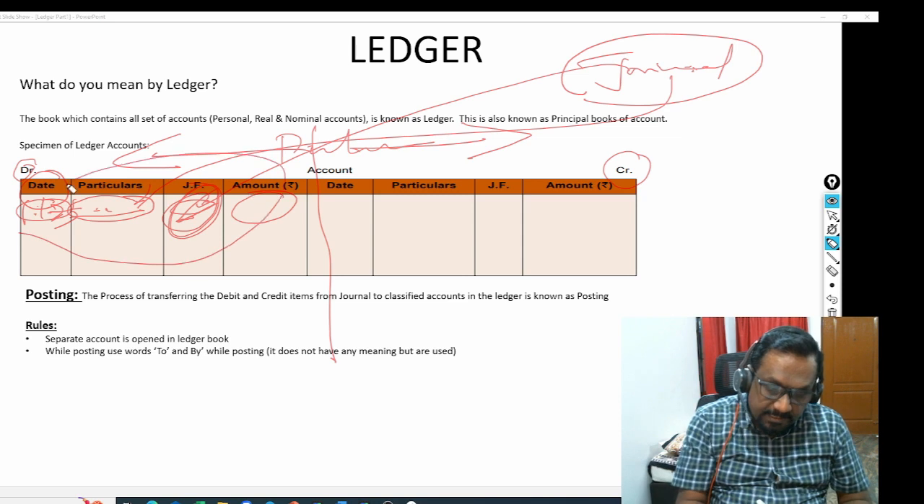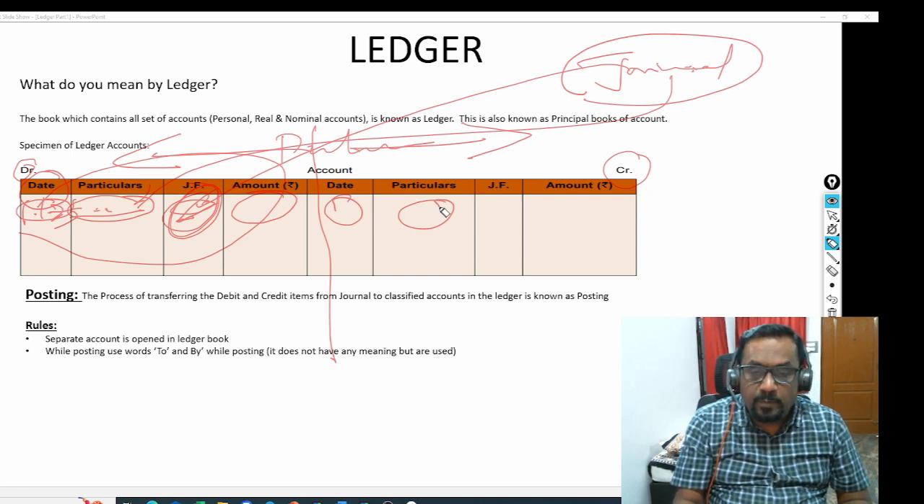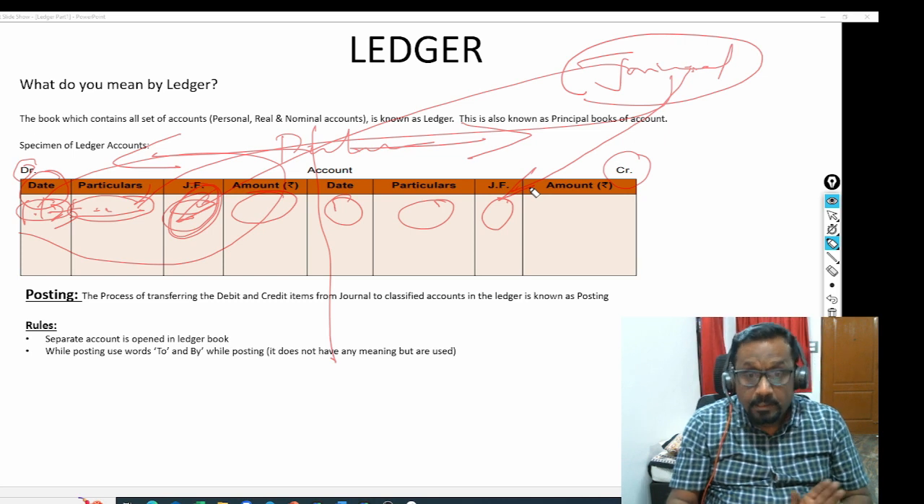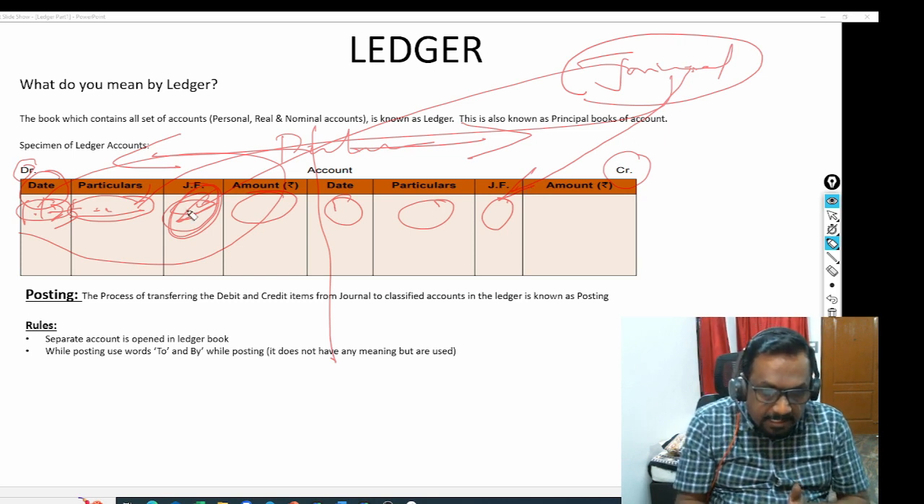This is the debit side. Similarly, on the credit side also, you put the date and the particulars, and whatever transaction you are posting here, the journal folio number also you need to bring in here, whether it is a credit transaction or a debit transaction.